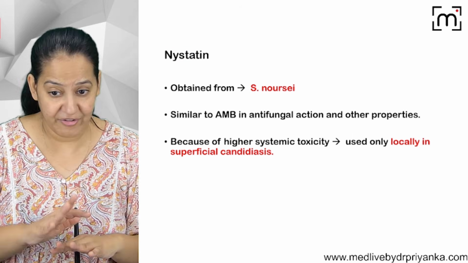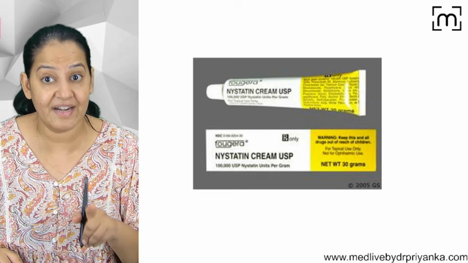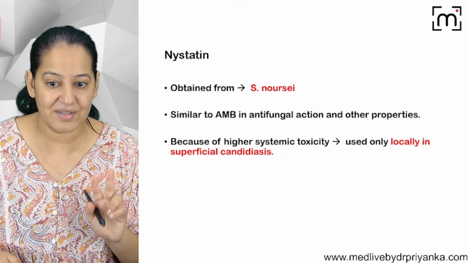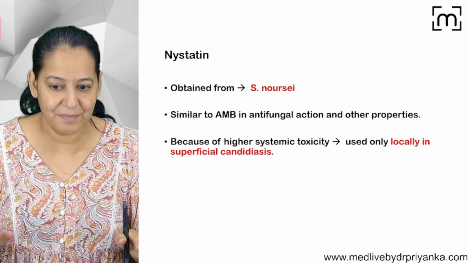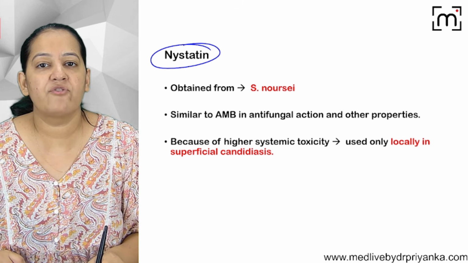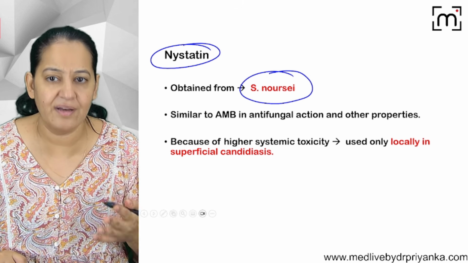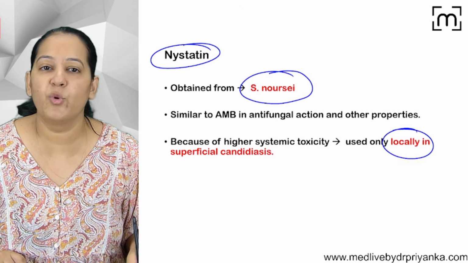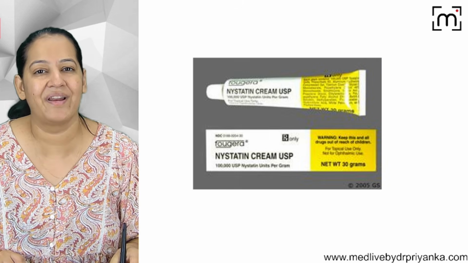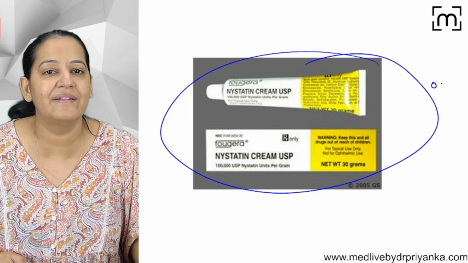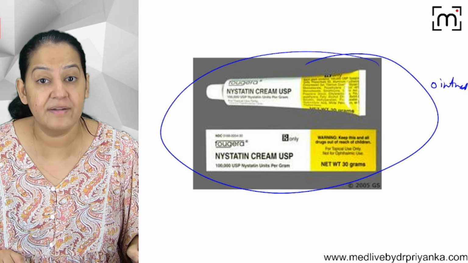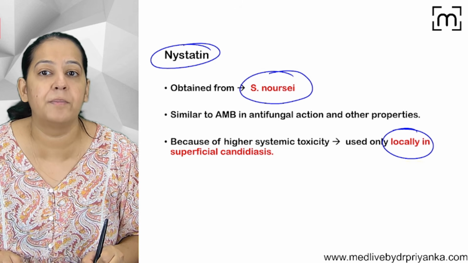Amphotericin B is done, but we have Nystatin and Hamycin also. These 2 drugs are also there in the Polyenes. Nystatin is obtained from Streptomyces noursei. You have to learn this name of the organism. It is applied only locally, topically. It is not given orally. It is available in the form of an ointment.